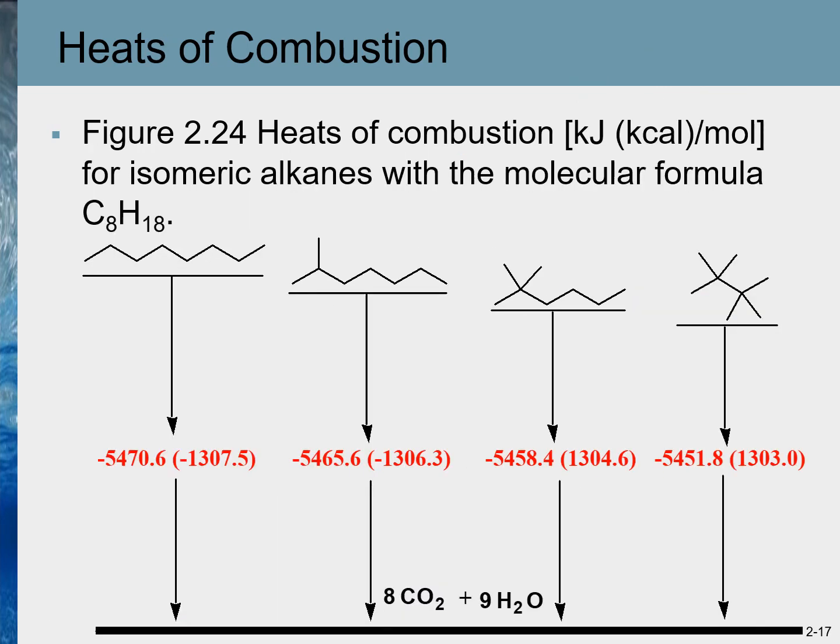Therefore, heat of combustion can be used to determine the stability of various isomers of alkanes or constitutional isomers of alkanes. So we can generalize that the smaller the heat of combustion from any isomer, the more stable that isomer is. And from that, we can also calculate the difference between the energy of one isomer to the other.